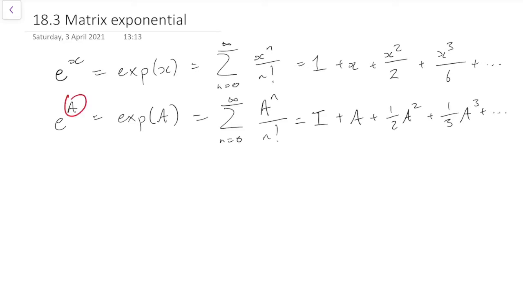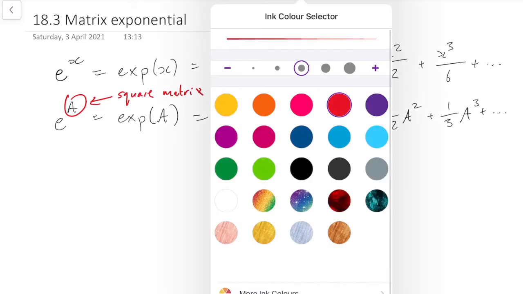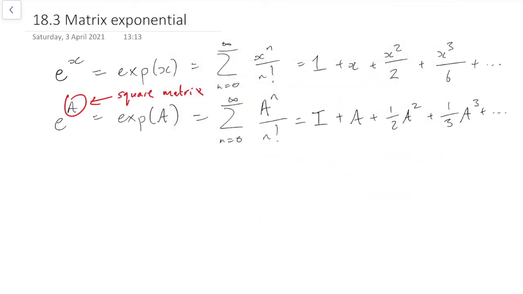So here A is a square matrix. It needs to be square in order for multiplying it by itself to make sense. You can't multiply a non-square matrix by itself, the dimensions don't work. So that defines the matrix exponential. And in the same way as a computer can do P to the n really quickly, a computer can do e to the power of a matrix really quickly. There's some details on one of the problem sheets about how that's done using eigenvalue methods.